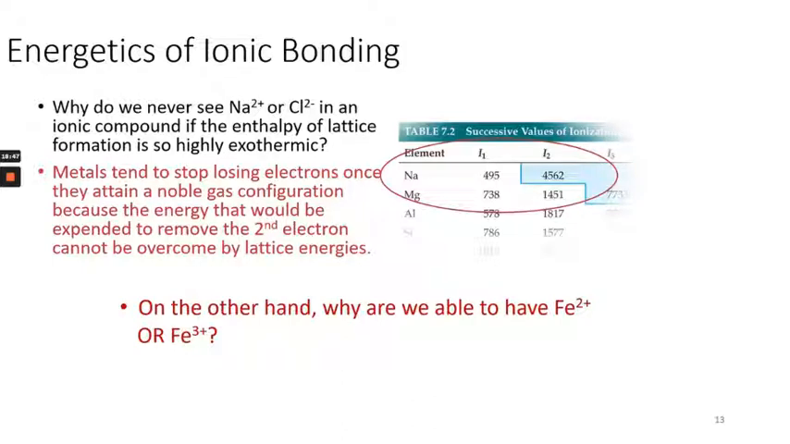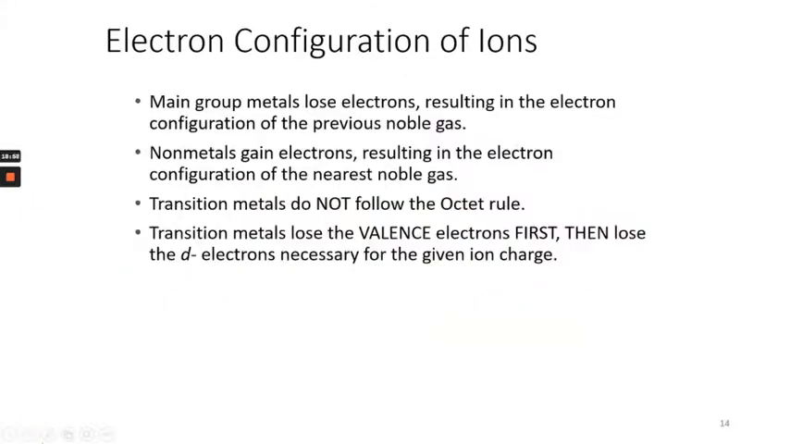But on the other hand, why are we able to have an iron 2+ or an iron 3+? Well, main group metals lose electrons, and they result in the electron configuration of the previous noble gases. Nonmetals will gain electrons to get to the noble gas configuration. Transition metals do not follow the octet rule. Transition metals lose the valence electrons first, then they will lose their d electrons.